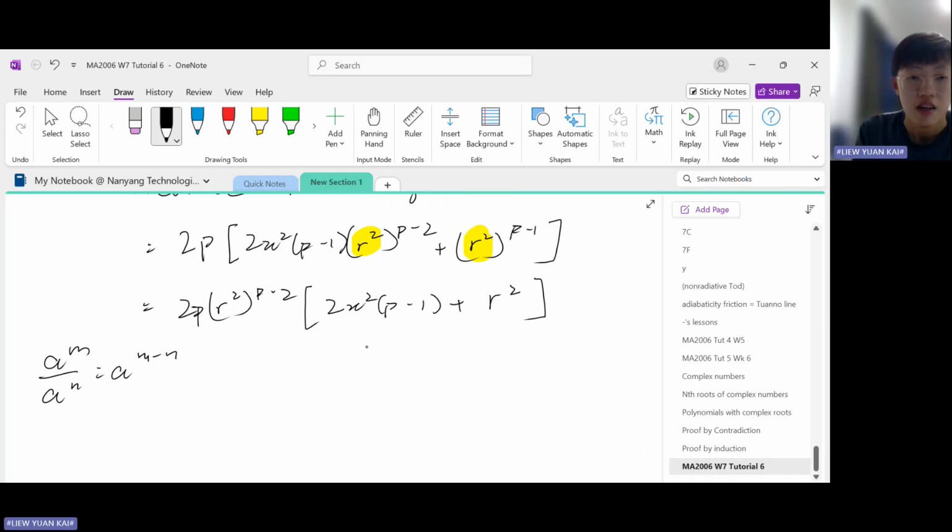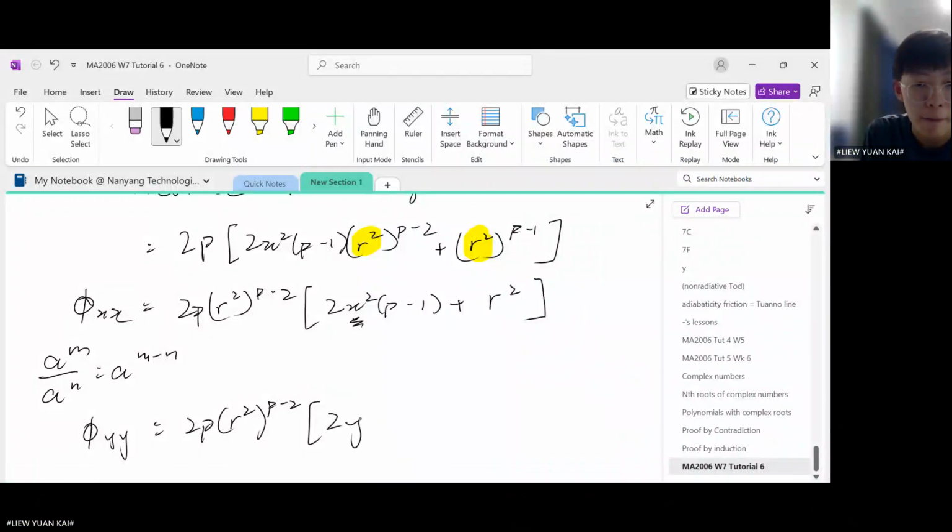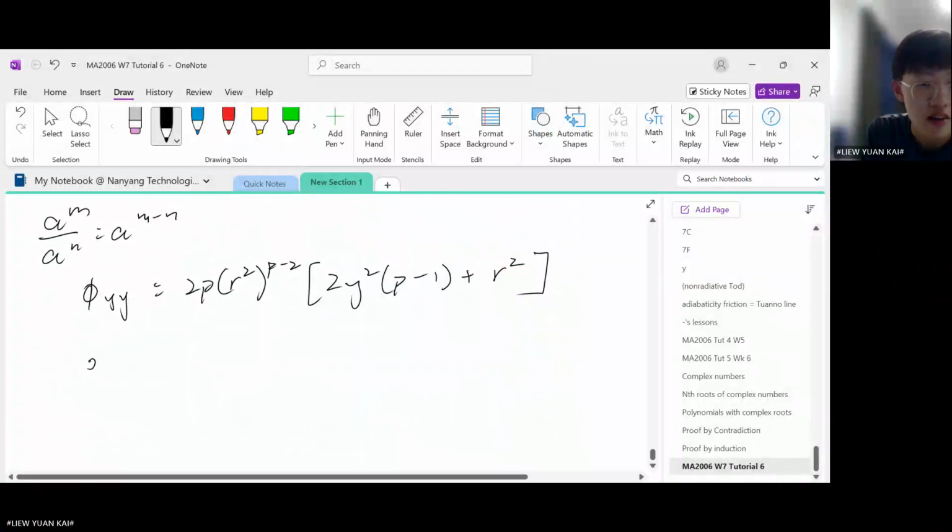Okay, so this is for xx. What about yy? You can do the whole thing again, but I'm not going to. You just use this similar result. This will become this, except now you change this x to y. Same thing with z: you change this to z.